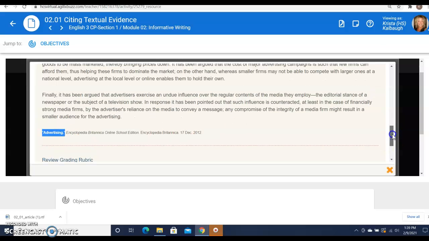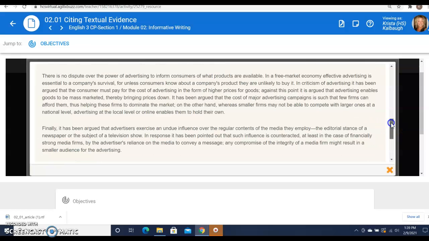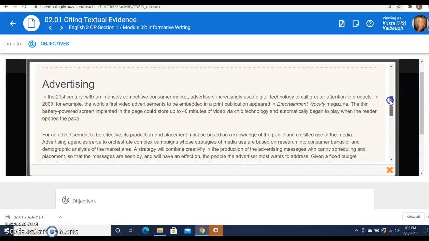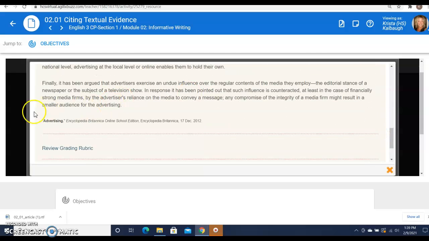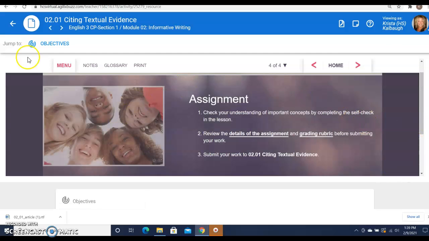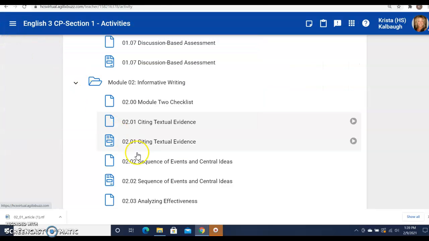So whatever direct quote you use, all right, you are going to end that sentence with a parenthesis, advertising in quotation marks, end parenthesis, and then period. All right. And that is how you properly cite it. If it had an author, you would use the author's last name. It doesn't. So you're going to use the title of the article. All right. And then you are just going to go to 2.01, the submission page, and submit that.